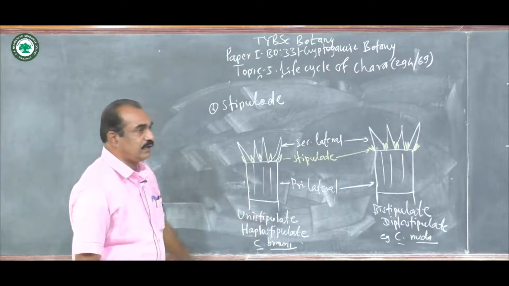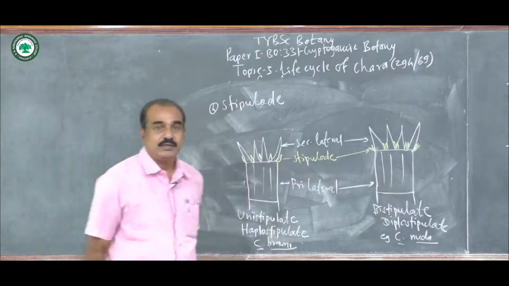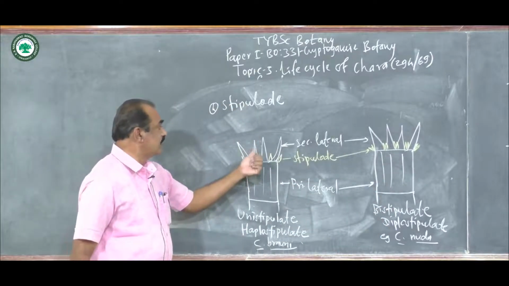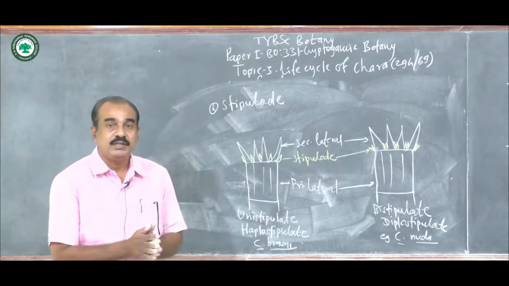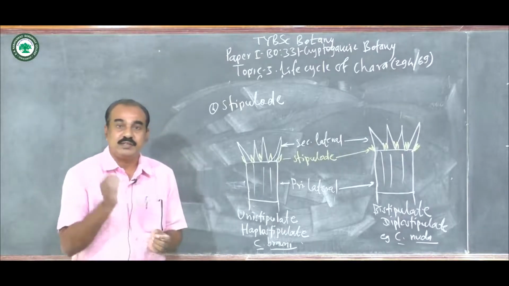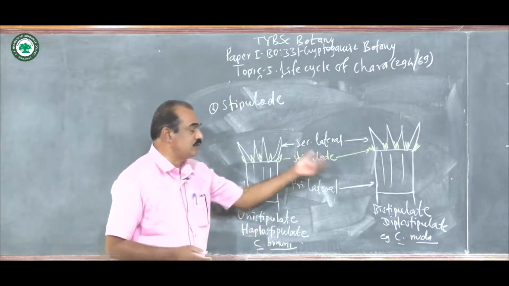Now this is the primary lateral branch. This is the primary lateral branch, and this is the secondary lateral branch, and in the axil of the secondary lateral branch, a small lip-like structure develops. That structure is called the stipulode.